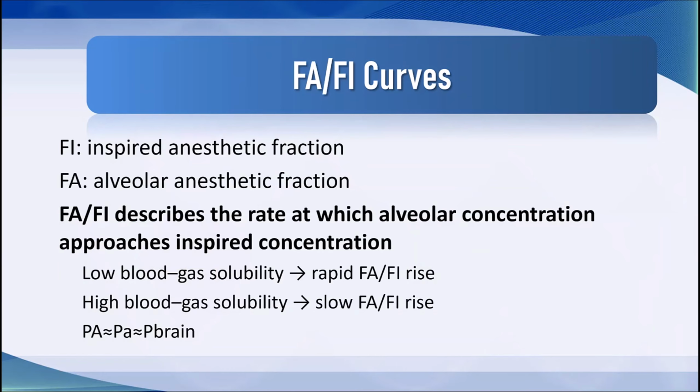So we can actually make curves of all of this. FI being the inspired anesthetic fraction or percentage, FA the alveolar anesthetic fraction. It describes the rate at which the alveolar concentration approaches the inspired concentration. So for low blood gas solubility, you'll see a rapid rise. For high blood gas solubility, a slow rise. Remembering that the alveolar partial pressure reflects the brain partial pressure.